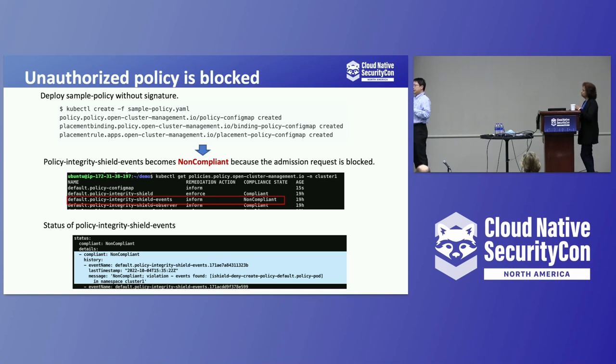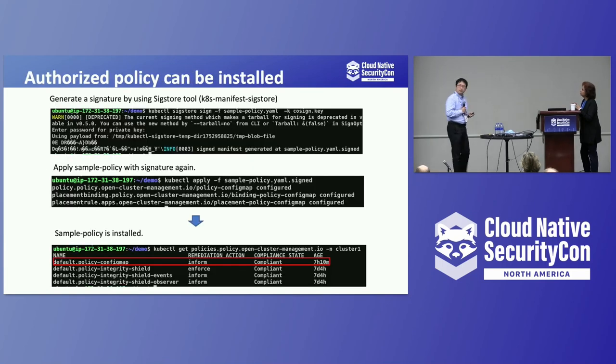So if the signature is properly attached and the admission request comes again, then the state becomes compliant. For that, we use the Sigstore CLI kubectl plugin to create the YAML signing, then apply the policy to the cluster. This tool generates the annotation attached to the original policy, producing a new YAML file which has the signature annotation. Then, when it comes to the cluster, the policy becomes compliant.